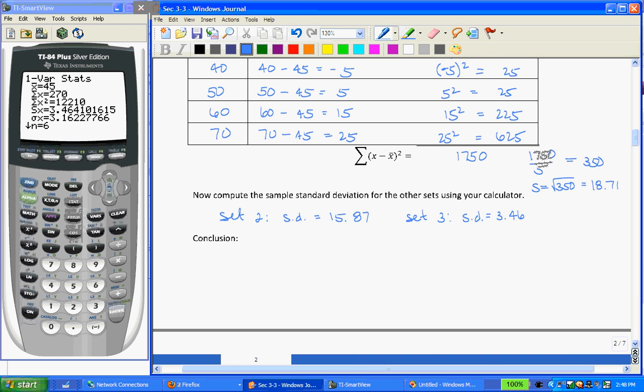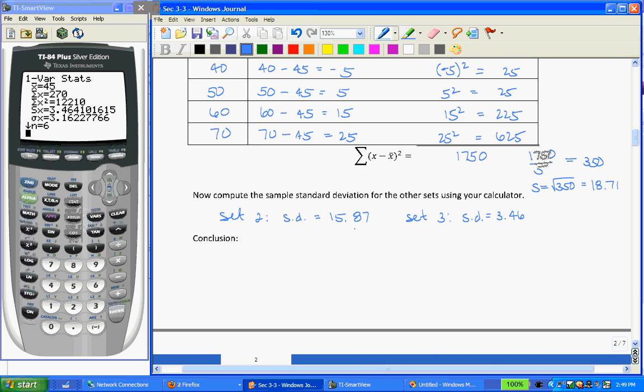Remember set 1, which was the one that was spread out kind of evenly between 20 and 70. And then set 2 also was between 20 and 70, but a lot of the values were concentrated in the middle. What do you notice about those standard deviations? Well, for set 2, it's slightly smaller, indicating that the spread is not as much, the variability is not as much as with that first set, even though the range is the same, because more of the points are concentrated around the mean. That's why our standard deviation is a little bit smaller.